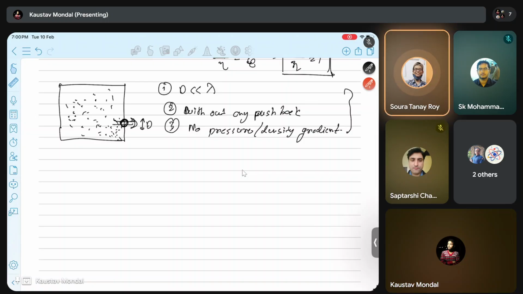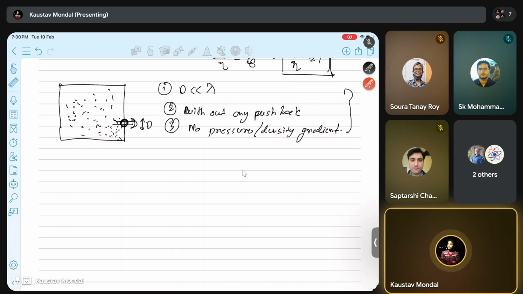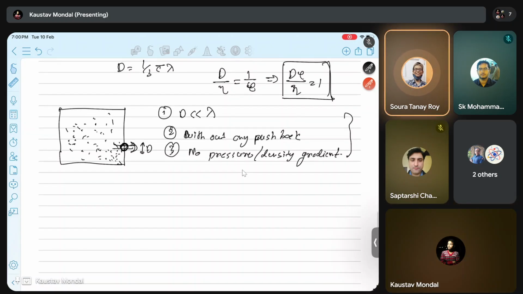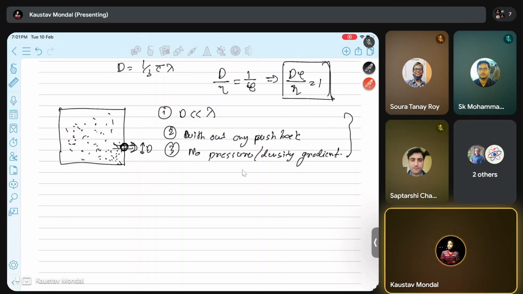In normal diffusion, is there pushback? In a normal diffusion case, is there a pushback? Yes, because you are saying in effusion no pushback. So in diffusion, is there pushback? Yeah. In effusion there is no pushback, sorry. In diffusion there is pushback. Okay.